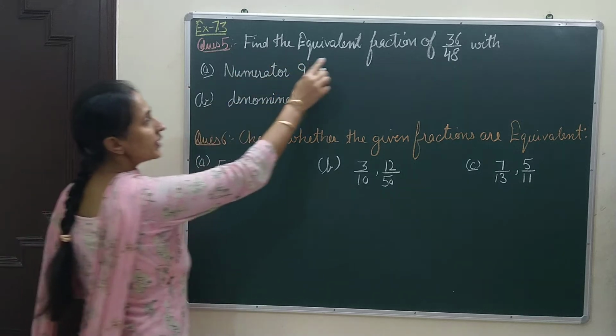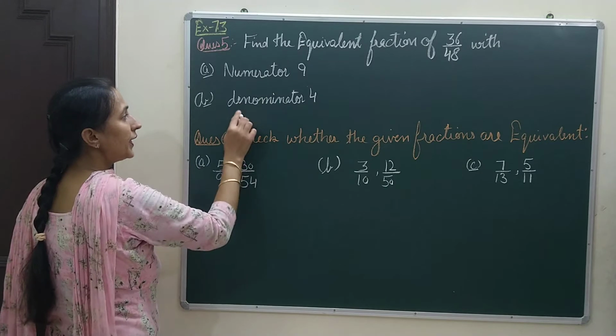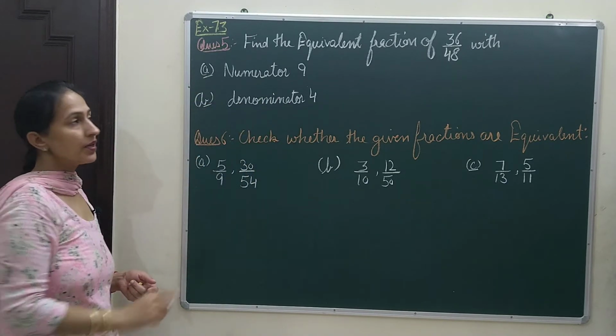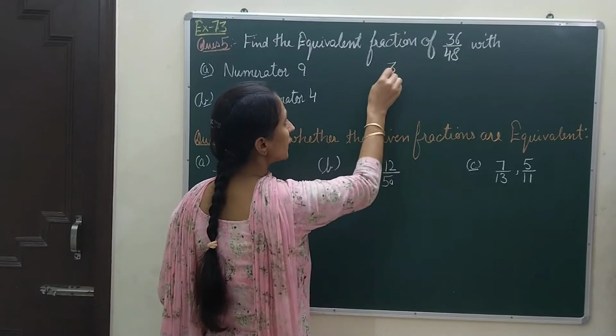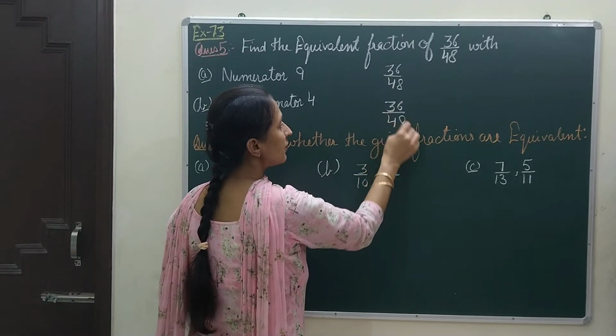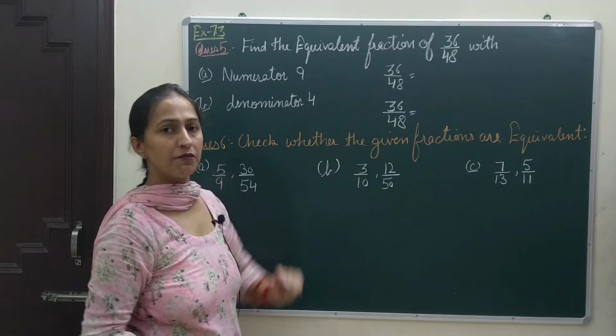5. Find the equivalent fraction of 36 by 48 with numerator 9 and denominator 4. So there are two parts given to us. We need equivalent fractions for 36 by 48 for both the parts. Okay, first of all, we will write that we need a fraction which is equivalent to 36 by 48.